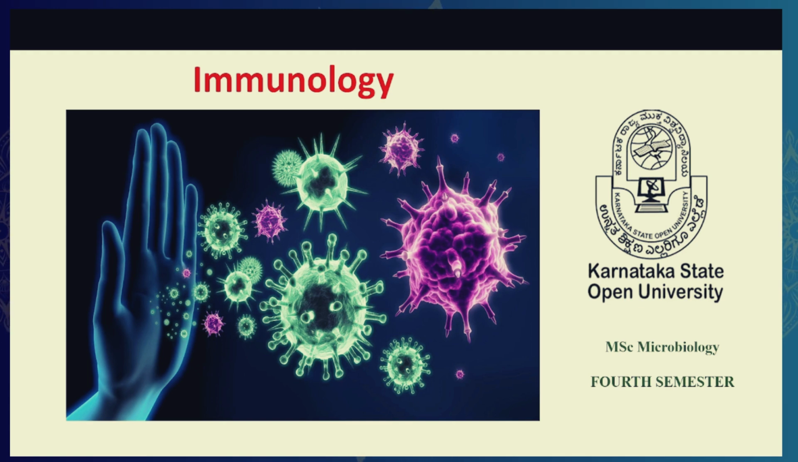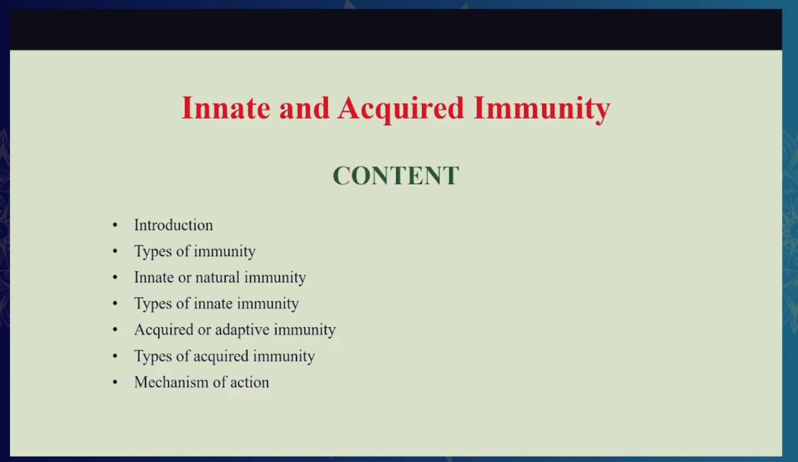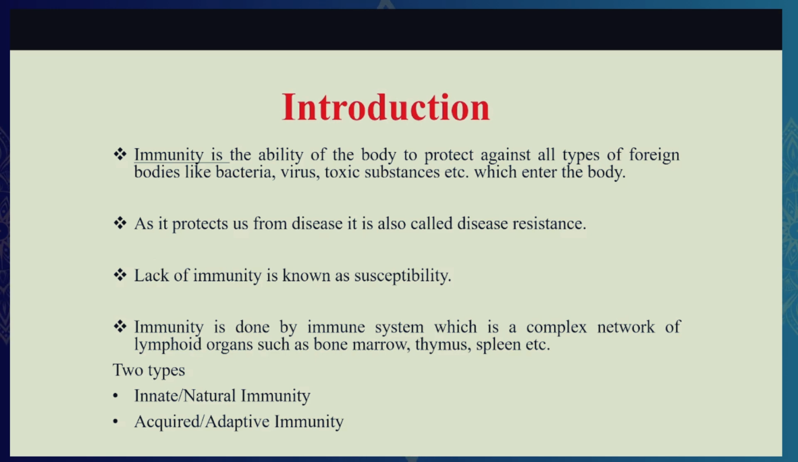Today we are going to start with immunology. So the first important topic in immunology is innate and acquired immunity. Before starting the depth of immunology, we should understand the basics of immunology. In this we are going to study what is immunity, types of immunity and the mechanism of action against the foreign particles.